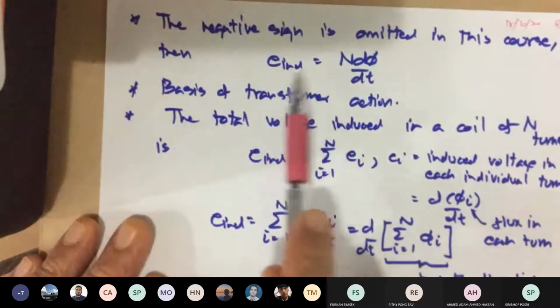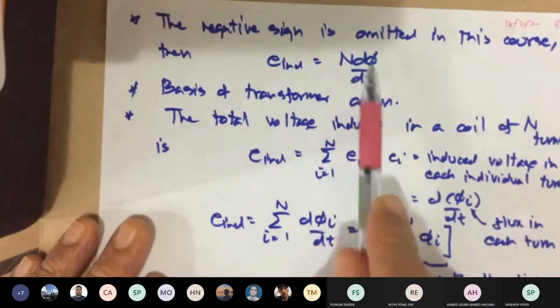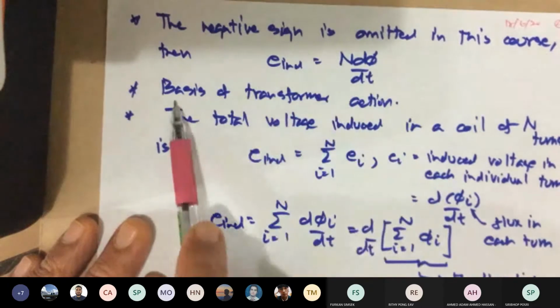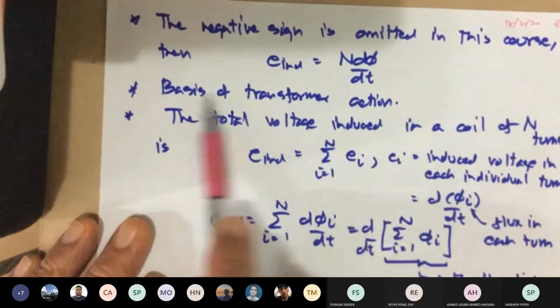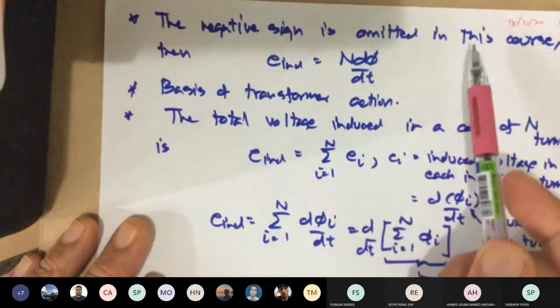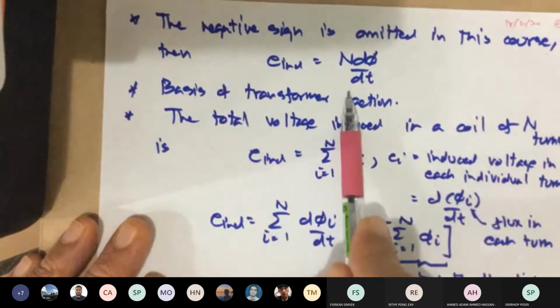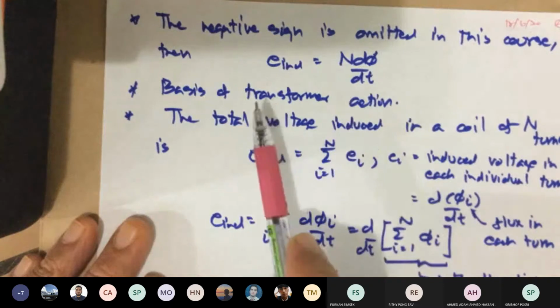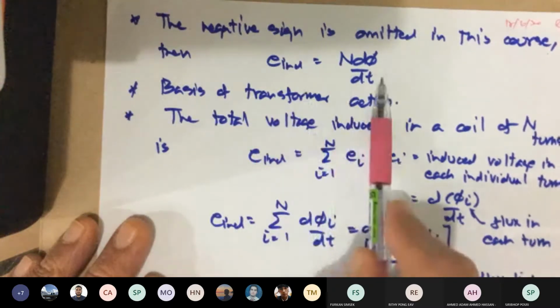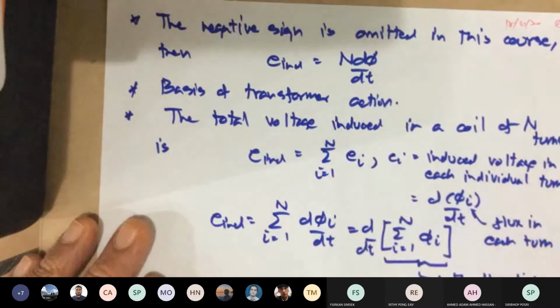Then what you have left is just induced voltage equals N d phi by dt. This law is the basis of transformer action. No movement, but you need time changing, which is AC. That's why transformers only apply in an AC voltage system. There's no DC transformer.